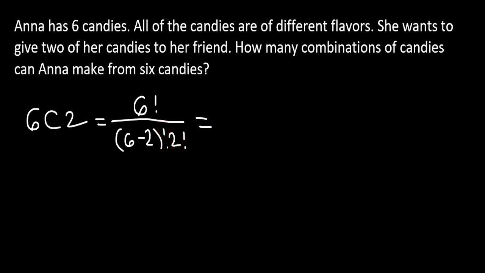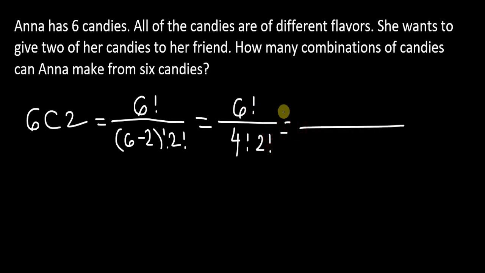So that is equal to 6 factorial, then 6 minus 2, that is 4. So this is 4 factorial times 2 factorial. Okay, so 6 factorial, that is equal to 6 times 5 times 4 times 3 times 2 times 1.